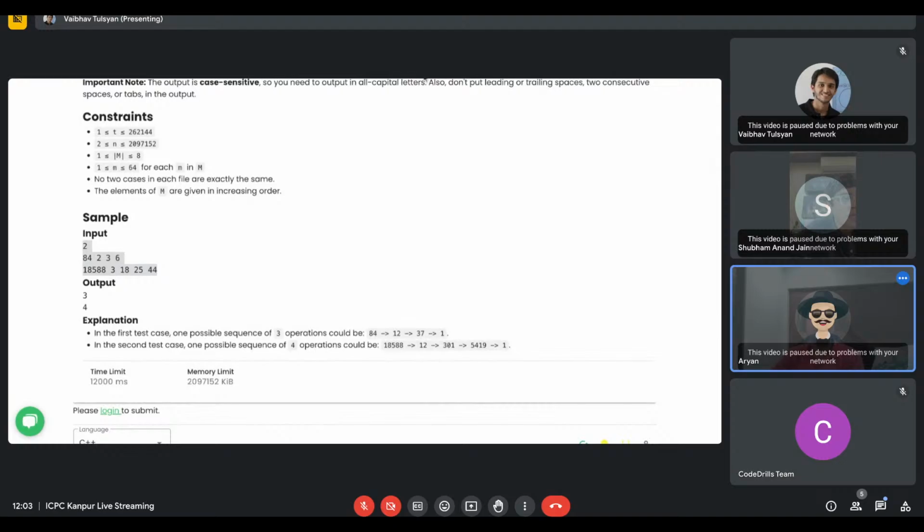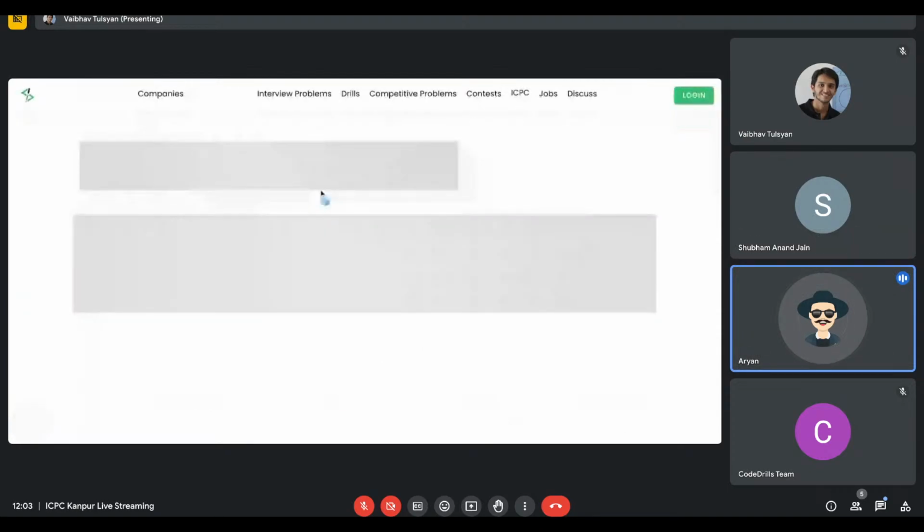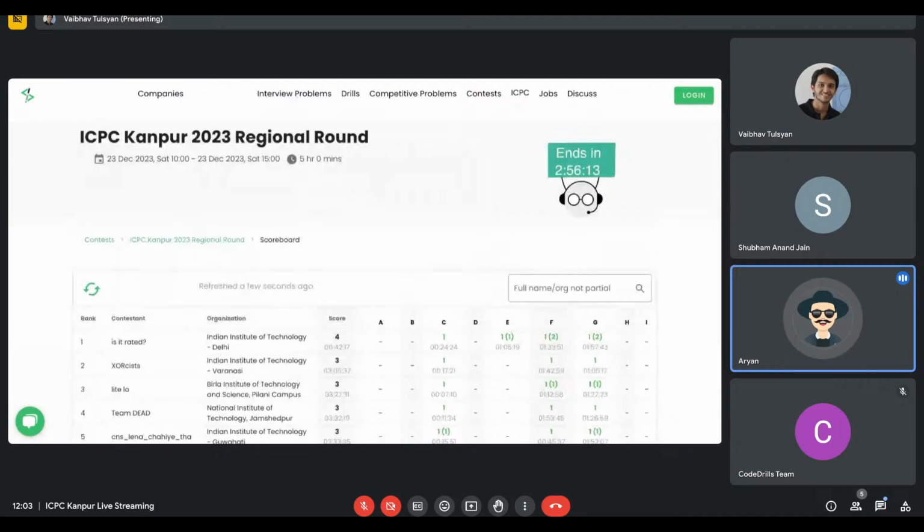By the way, we have some updates on the scoreboard. A team from IIT Delhi has solved 4 problems now. The latest one they have got an AC on is protected parenthesis.